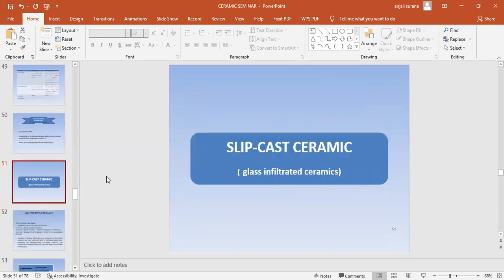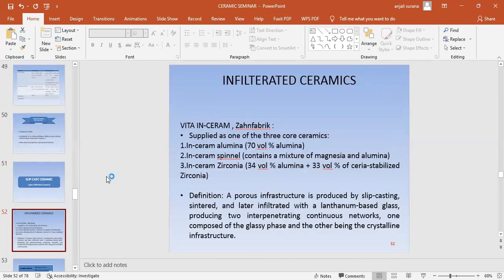Then we have slip cast ceramics. It is also called glass infiltrated ceramic. It comes under the name Vita In-Ceram, supplied as one of three core ceramics: In-Ceram Alumina, In-Ceram Spinel, and In-Ceram Zirconia. In-Ceram Alumina has 70% by volume alumina. Spinel contains a mixture of magnesia and alumina, and zirconia contains 34% by volume alumina and 33% by volume ceria-stabilized zirconia.